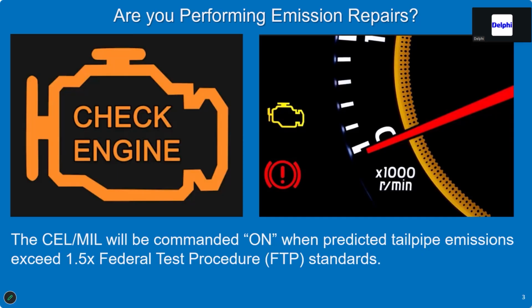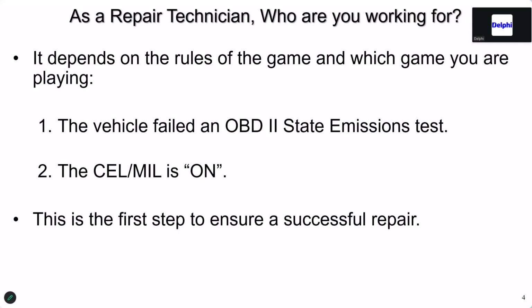And so when that light comes on, it means that the federal test procedure predicted tailpipe emissions have exceeded federal test procedures by 1.5 times the standards. So we're trying to get that check engine light out. And there's a couple simple rules I like to follow. A good friend of mine from the automotive industry named Chris Chesney, he said this years ago, and I've always remembered that. As a repair technician, who are you working for? It depends on the rule of the game which you are playing.